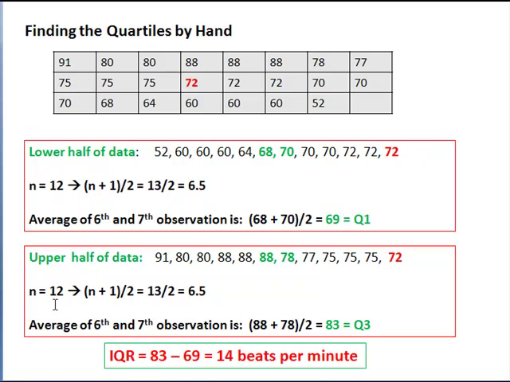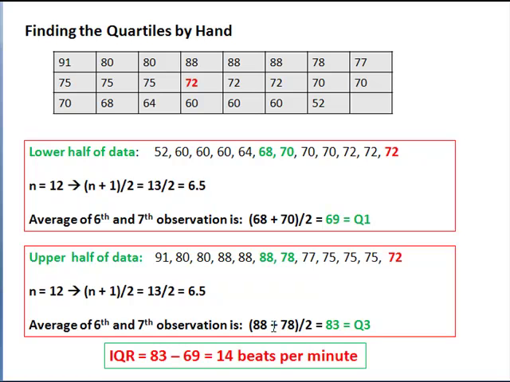So if we apply the rule for finding the median, we find that the median of each half occurs at the 13 divided by 2, or the 6.5 location. So to find both Q1 and Q3, we have to average the 6th and 7th observation. If we count 1, 2, 3, 4, 5, here's the 6th and 7th, here's the 6th and 7th. Q1 is the average of 68 and 70, or 69, and Q3 is the average of 88 and 78, so Q3 is 83.